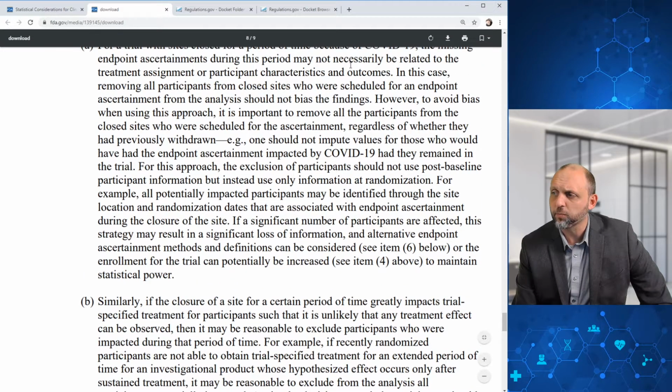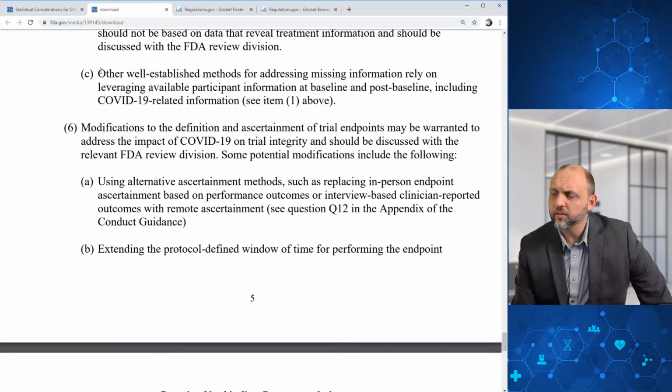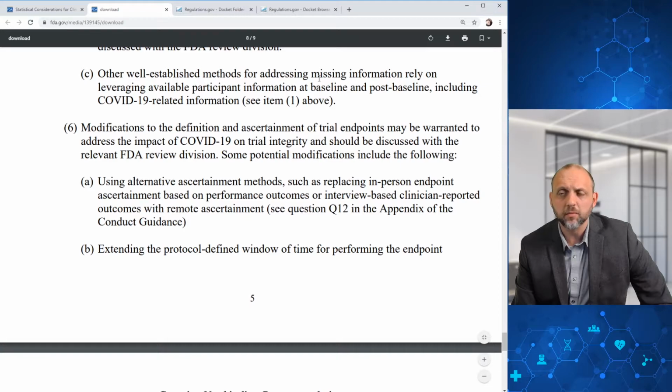So, and here in the first bullet, FDA goes through details about the possibility of removing all participants from closed sites who were scheduled for an endpoint ascertainment from the analysis. And FDA is specifically concerned about you not biasing the findings. And other well-established methods for addressing missing information rely on leveraging available participant information at baseline and post-baseline.